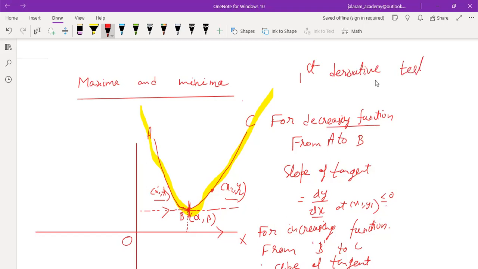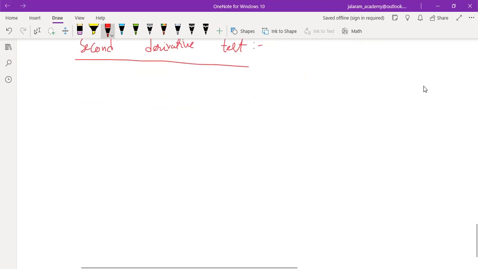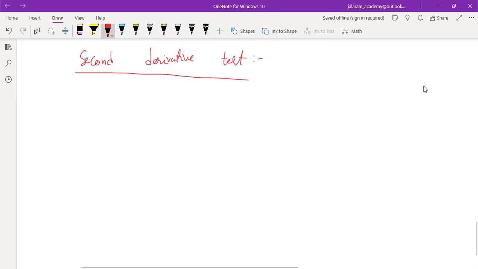In the first derivative test, after finding the turning point, we have to check whether dy by dx is negative or positive before the turning point and negative or positive after the turning point. If dy by dx is negative, then that portion of the curve is decreasing. And when it changes from decreasing to increasing, that point will be the point of minima. So that method is quite complicated, so we will use the second derivative test also sometimes.